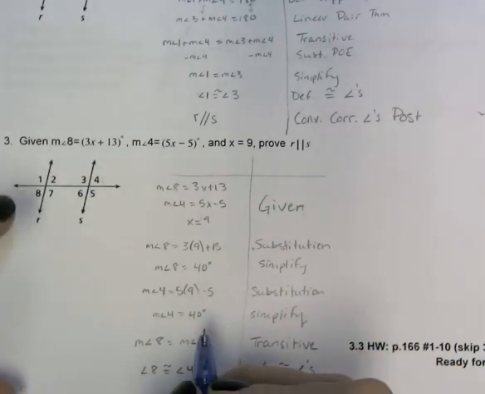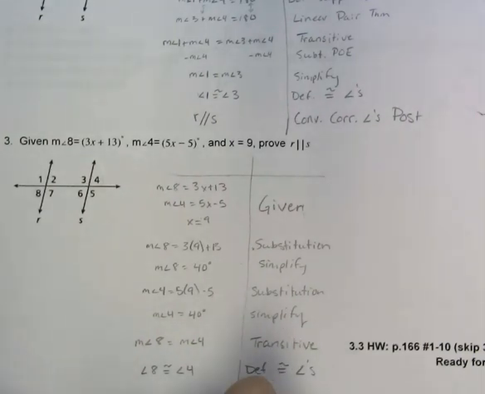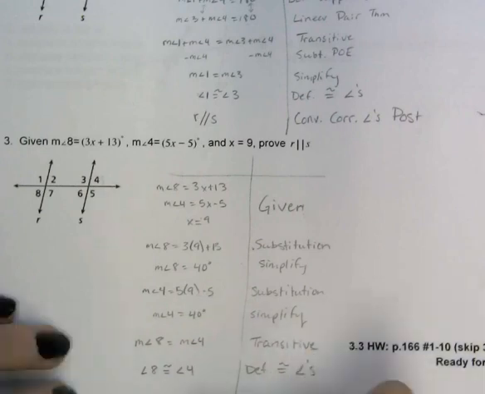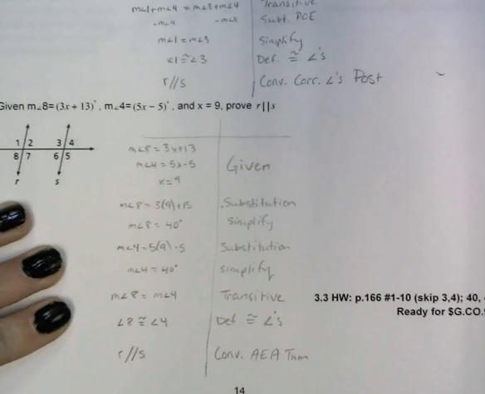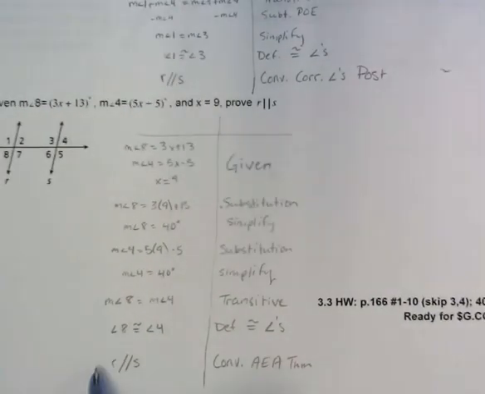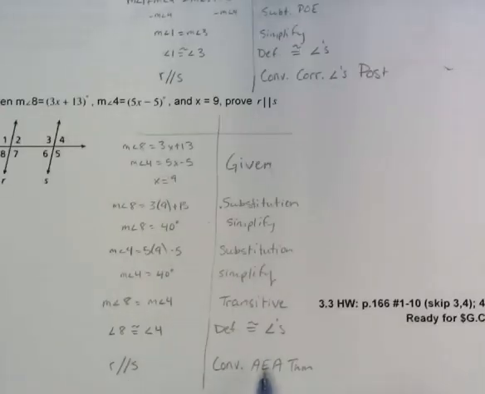So angle 8 and angle 4 are alternate exterior. So since alternate exterior angles are congruent, these lines have to be parallel. So we use the converse of the alternate exterior angles theorem. Okay, so there's that last line there for you. So R has to be parallel to S by the converse of the alternate exterior angles theorem.